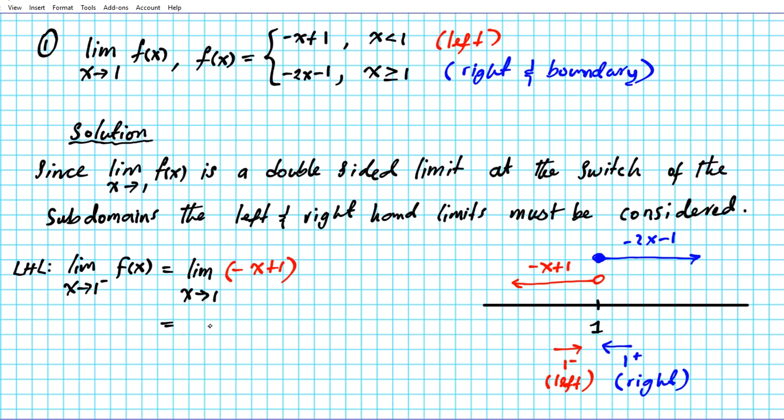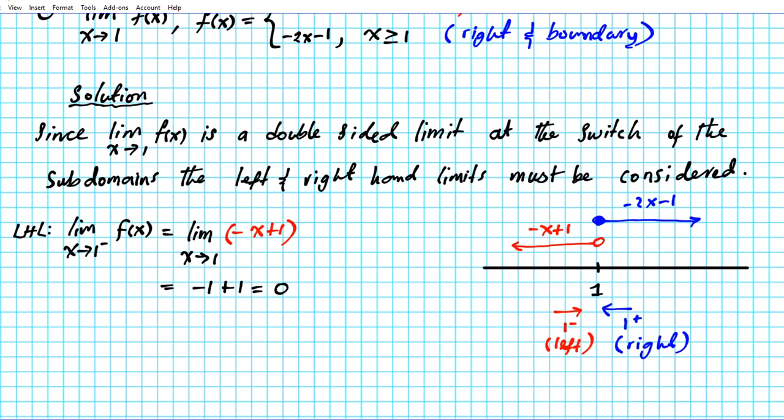Alright, so using Sally, since we have a finite limit, we just substitute where x is approaching into the function. That gives us negative 1 plus 1, and our answer is 0. So that's the left-hand limit. Now, in order for the double-sided limit to exist, the right-hand limit must also be equal to 0. If it is not equal to 0, then the double-sided limit that we were asked to find does not exist.